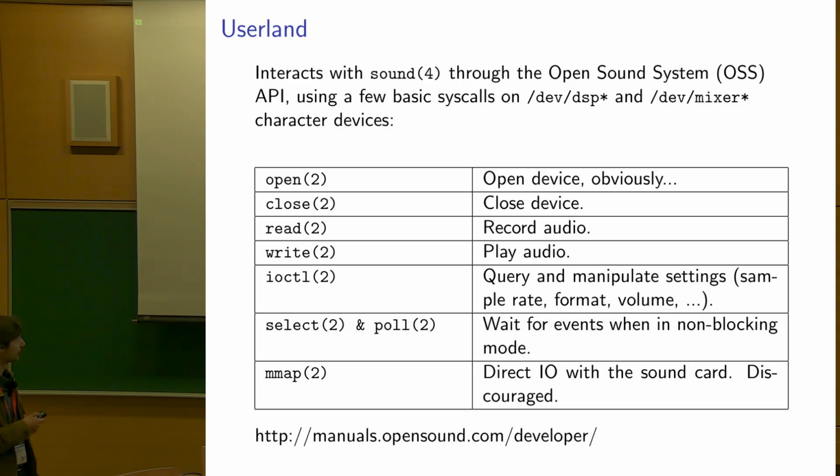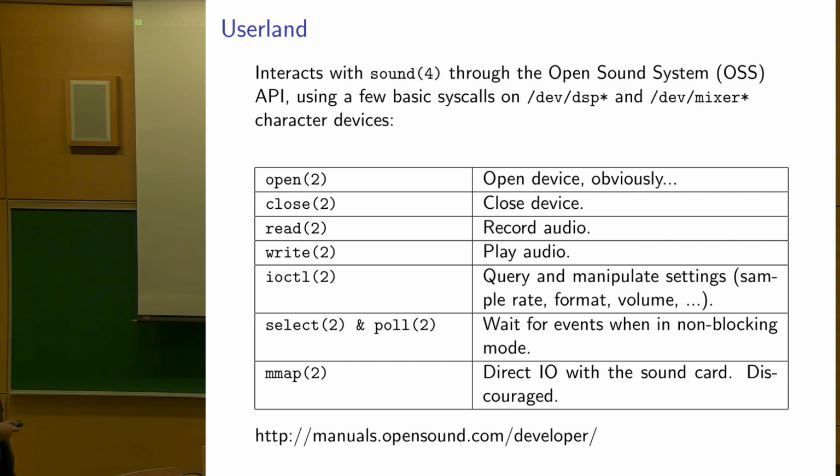You have open and close the device. Read, write for recording and playing audio. I/O control, you can change sample rates, ask the name of the sound card, change format, do volume control, buffer sizes. Then we have select and poll, just in non-blocking mode. When the device is ready to receive or send data, you get an event.